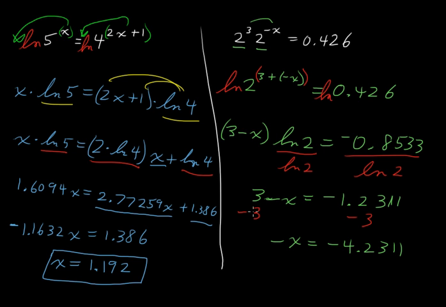This came kind of fast for you. I'm just subtracting 3 from each side. So negative 1.2311 minus 3 is negative 4.2311. This is all equal to negative x. So x equals positive 4.231. I'll just round right there. I hope that helps.